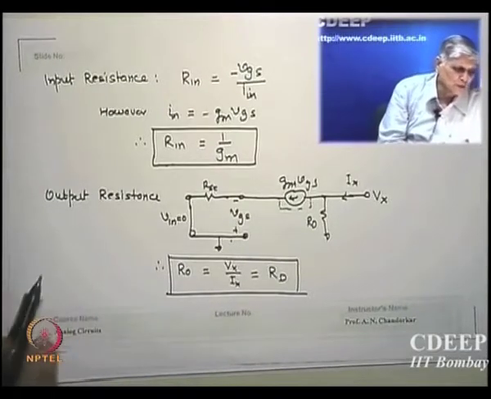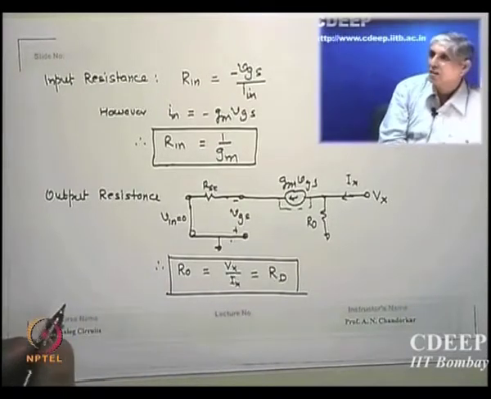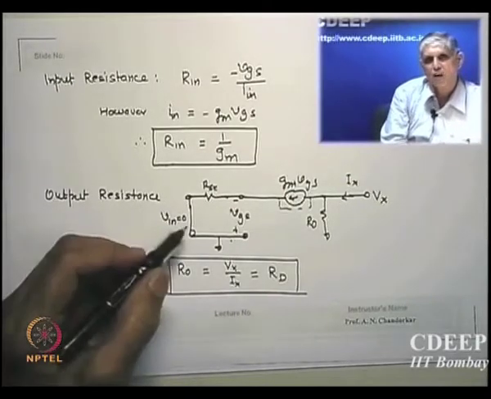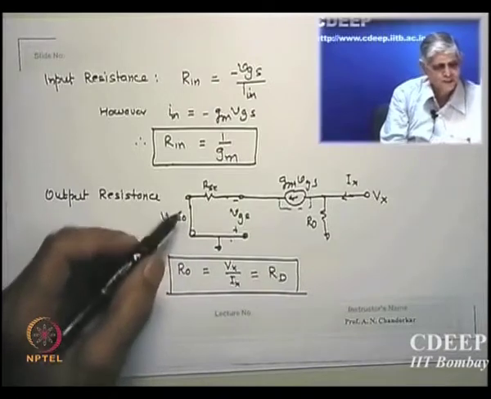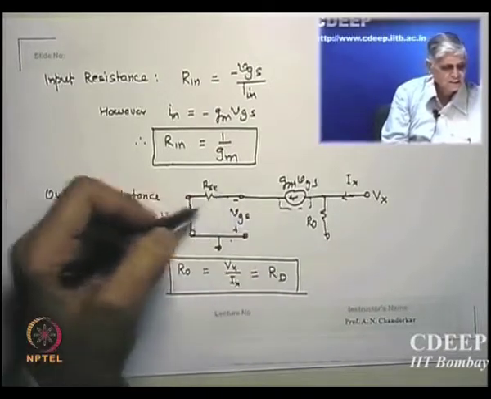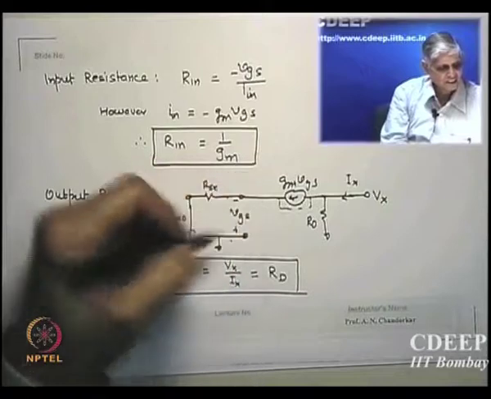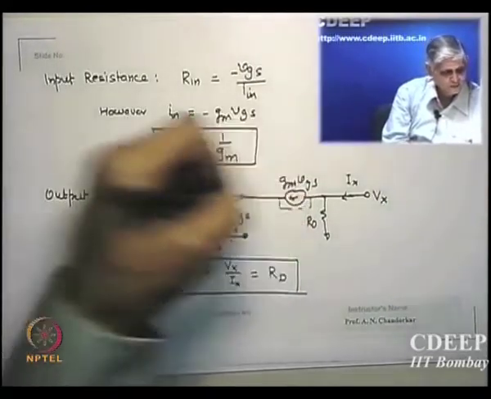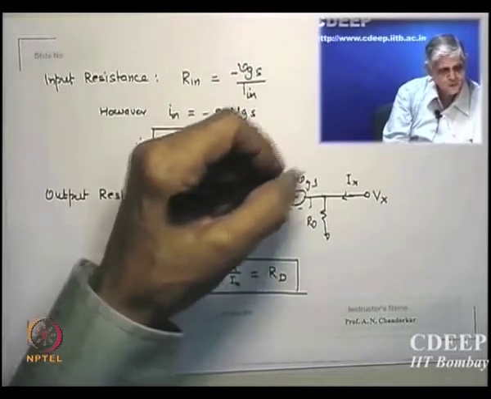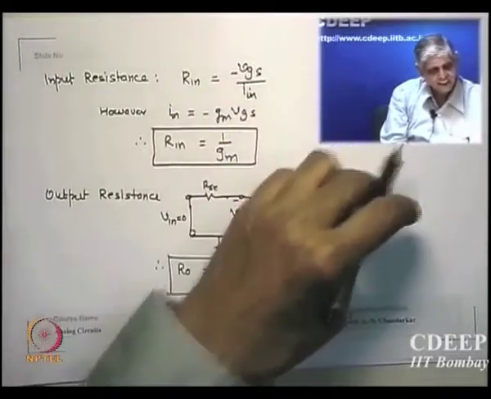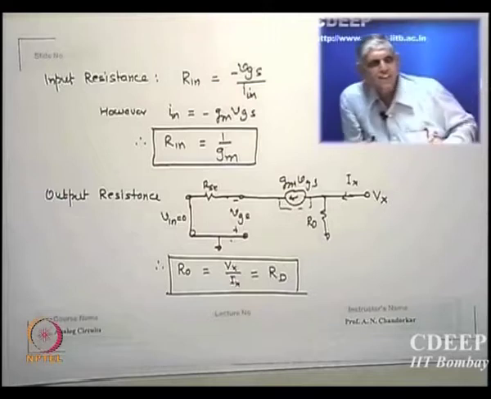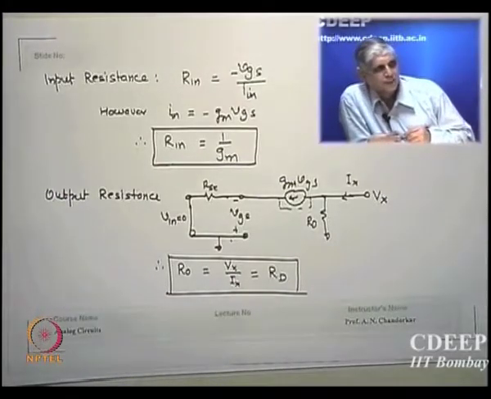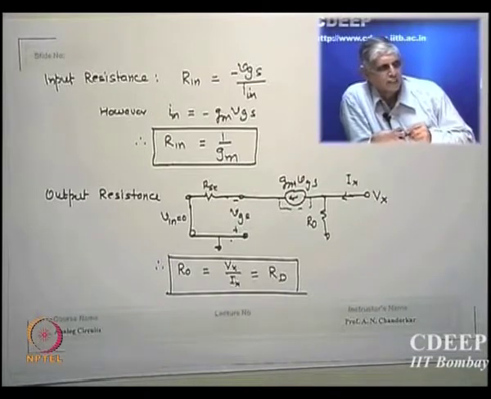How much is the output resistance? Output resistance method is, what is the method I suggest? Short the input source. Since there is no current here, this is grounded, this is very small, no VGS, therefore no Gm VGS. So RD is the only resistance there, the R out is RD. Okay, Vx by Ix is RD only.